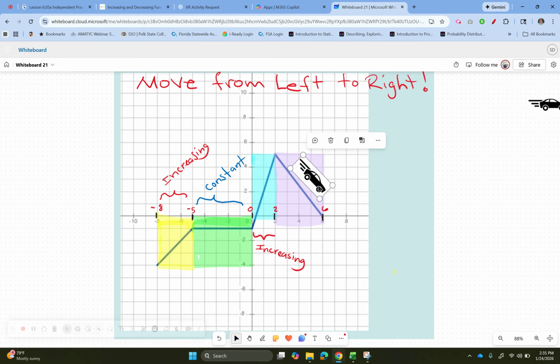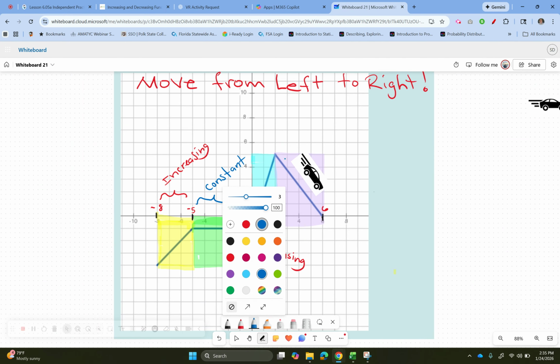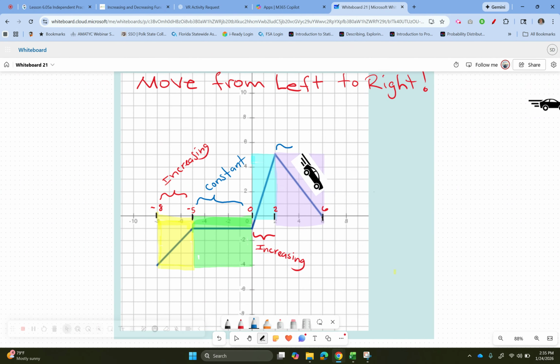That's the only way the car will be able to travel along the line. So from 2 to 6, the graph is decreasing. So that's one way this will help you make sense of which sections of the graph are increasing, decreasing, or constant.